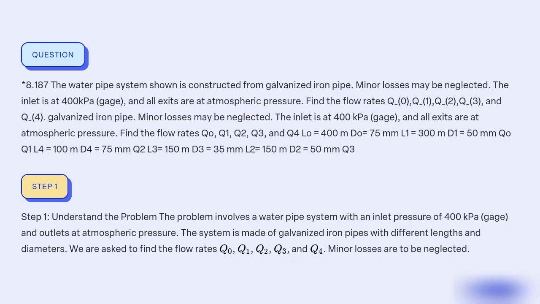Step 1. Understand the problem. The problem involves a water pipe system with an inlet pressure of 400 kPa gauge and outlets at atmospheric pressure. The system is made of galvanized iron pipes with different lengths and diameters. We are asked to find the flow rates Q0, Q1, Q2, Q3 and Q4. Minor losses are to be neglected.